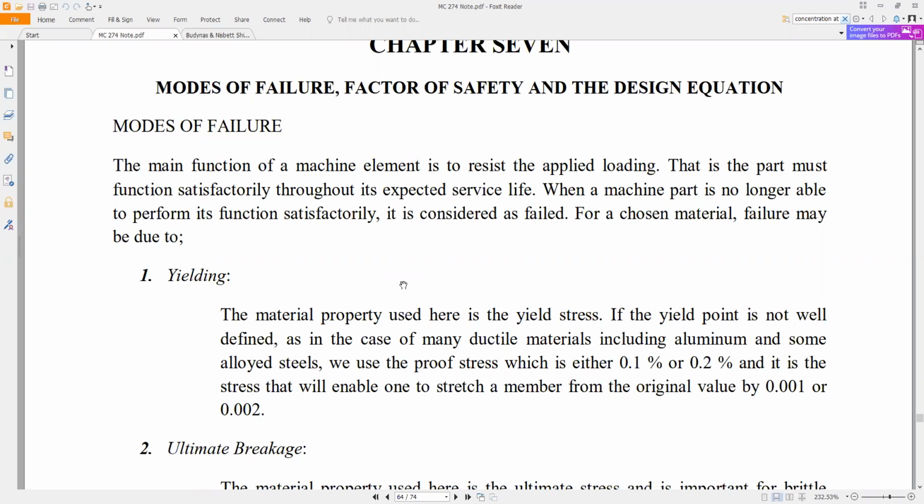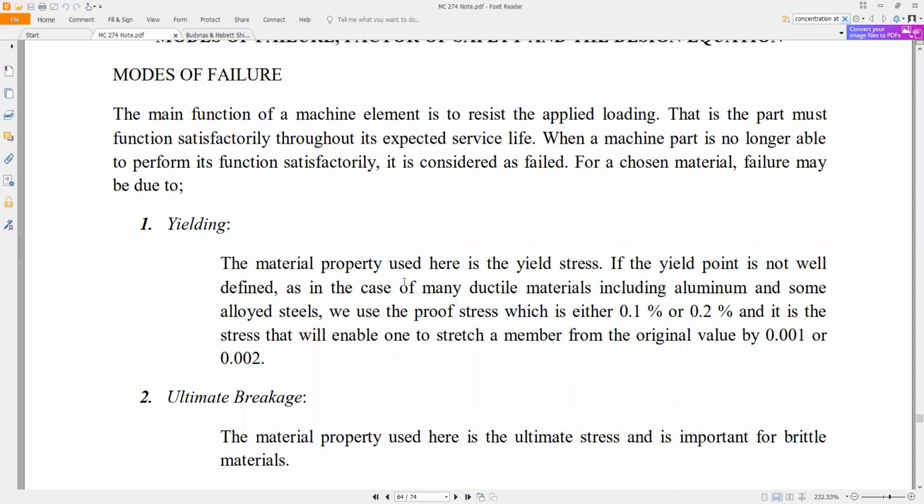For a chosen material, failure may be due to one, yielding. All right, failure may be due to yielding, and yielding is a material property. The material property used here is the yield stress. It is the point where we say that the material is going to yield. It's going to give in to the applied load.